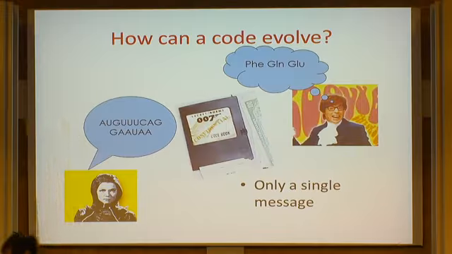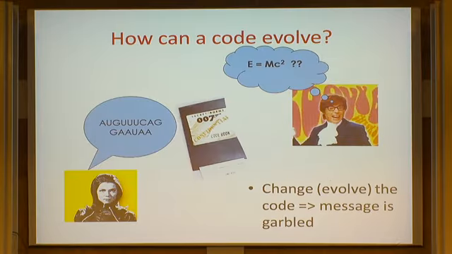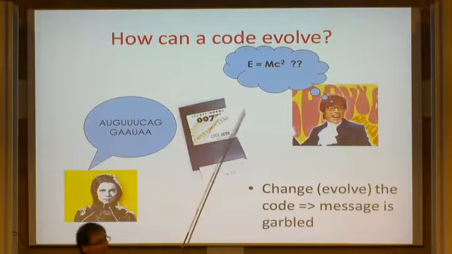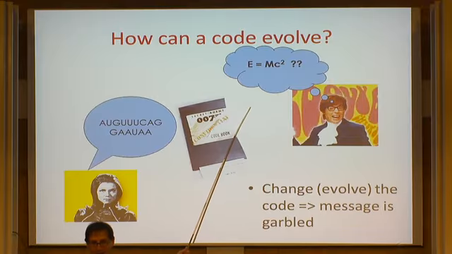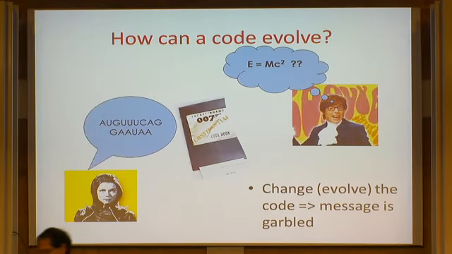Everything is one-to-one. But Austin Powers is a very careless individual, and so he loses half his code book, and now the message doesn't make any sense to him, although it might make sense to some of you. And so what we learn from this is that this code is very fragile. If you make a change to the code, or it evolves in some way, then the message instantly becomes garbled. That's basically the insight that Francis Crick had with the frozen accident.